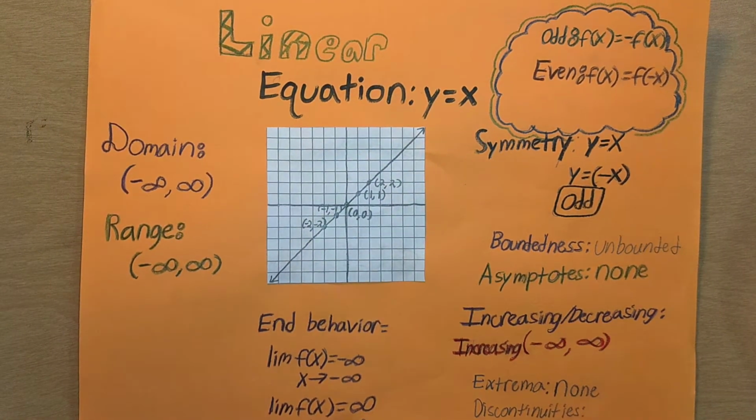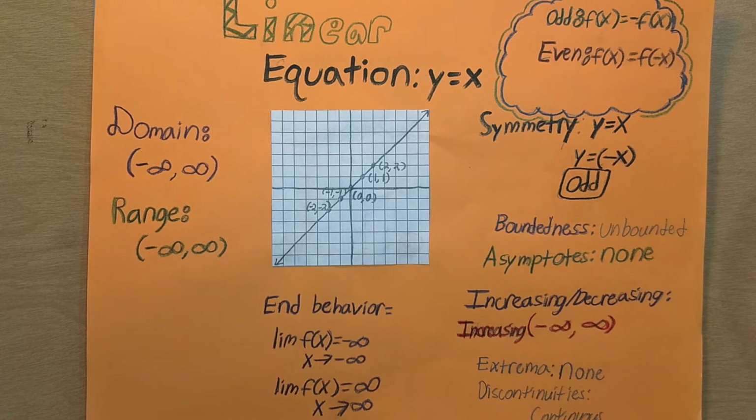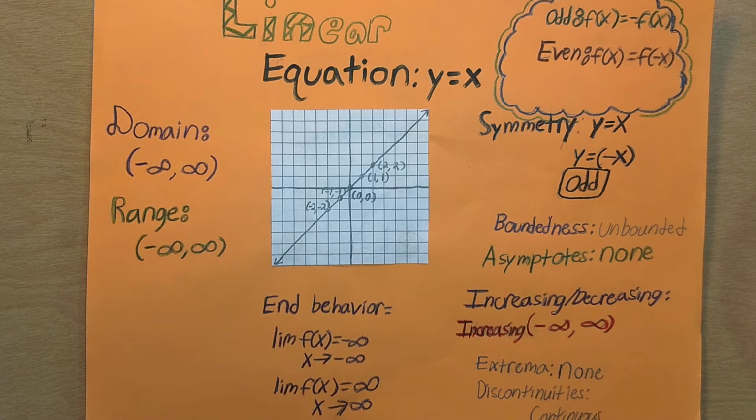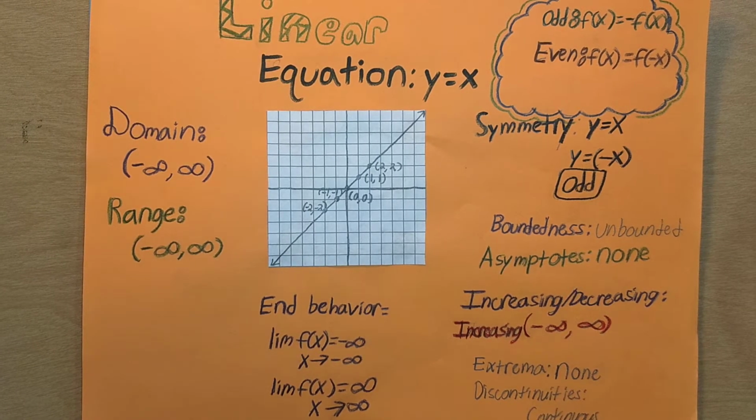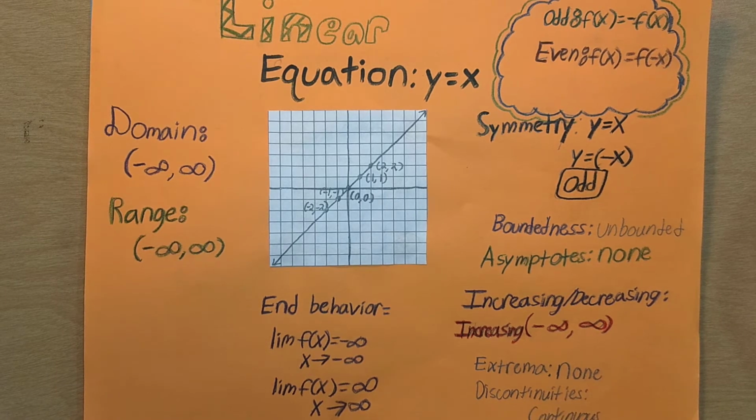The first function is the linear function with the parent equation y equals x. To find the type of symmetry, plug in negative x for all x's. For an odd function, when negative x is plugged in, it will be the opposite of the original function. And if it is even, then the new function will be the same as the original.